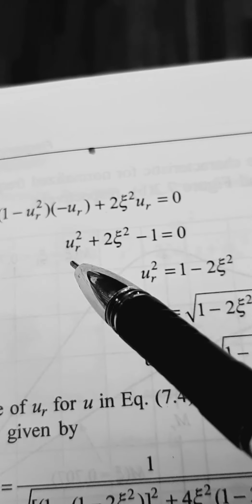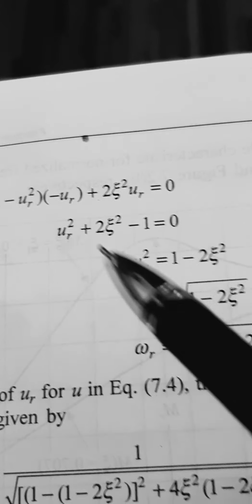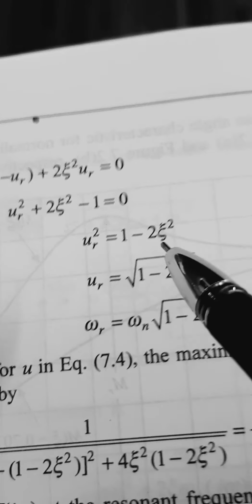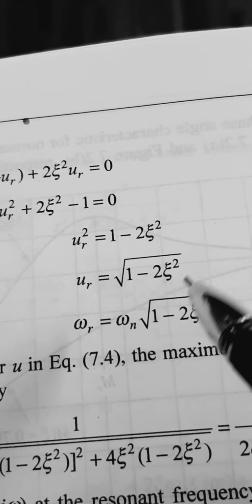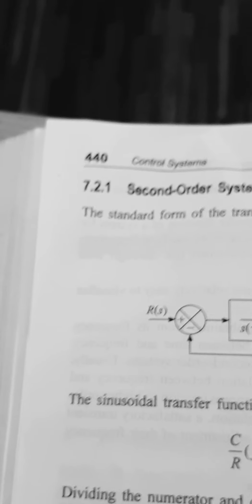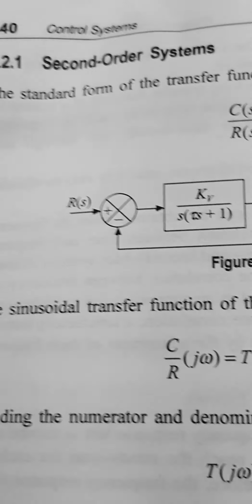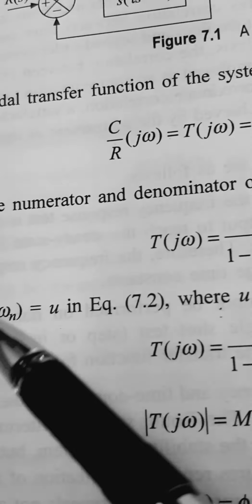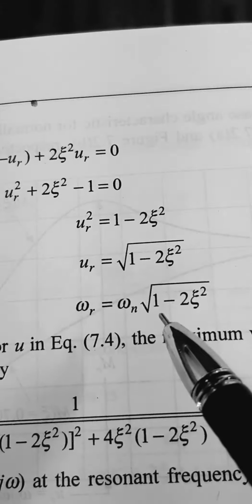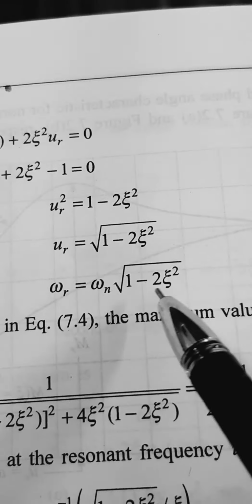In that you are getting ur square is equal to, taking this to the other side, 1 minus 2 psi square. ur is equal to the square root of 1 minus 2 psi square. In that, ur is nothing but omega r by omega n. From that you will get omega r as omega n square root of 1 minus 2 psi square.